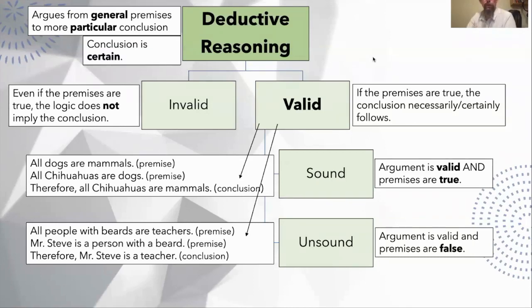All right, and real quickly, let's look at the unsound argument. The first premise, all people with beards are teachers, and Mr. Steve is a person with a beard, therefore Mr. Steve is a teacher. The logic follows. It's the same logic as the one above it about chihuahuas. But are the premises true? It is a valid argument, but is it sound? Or is one or two of the premises false?